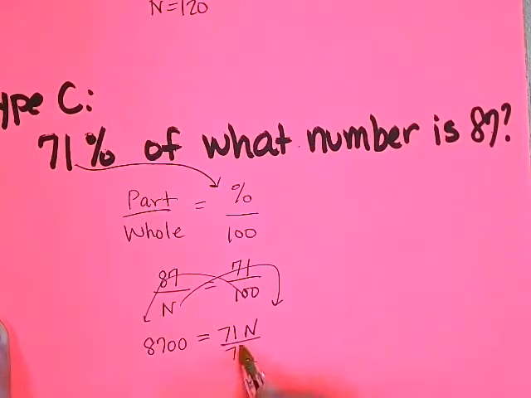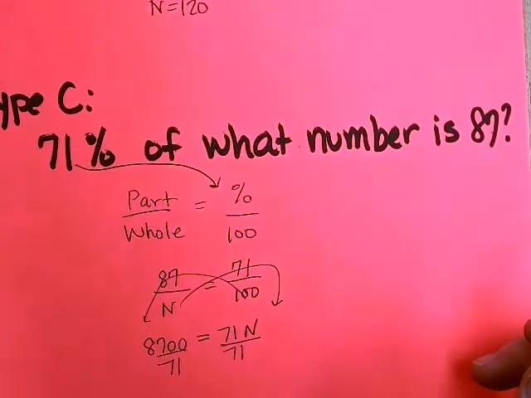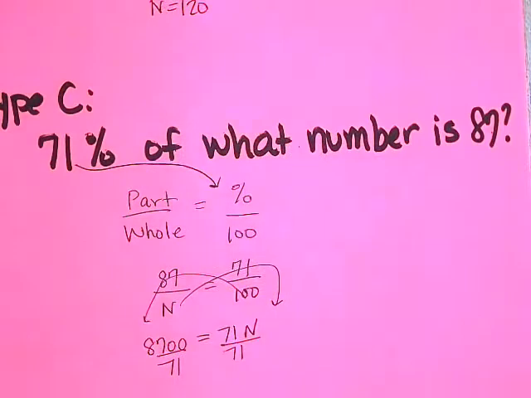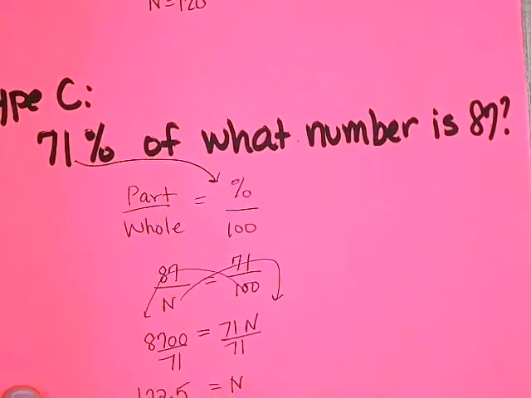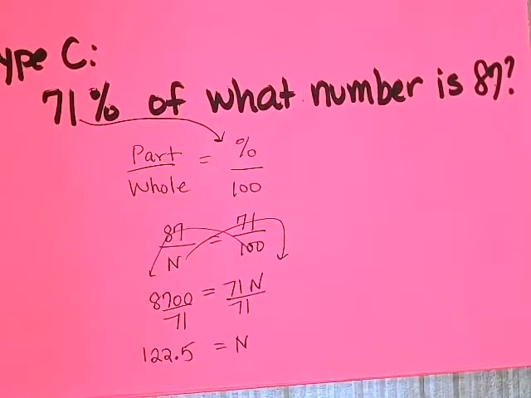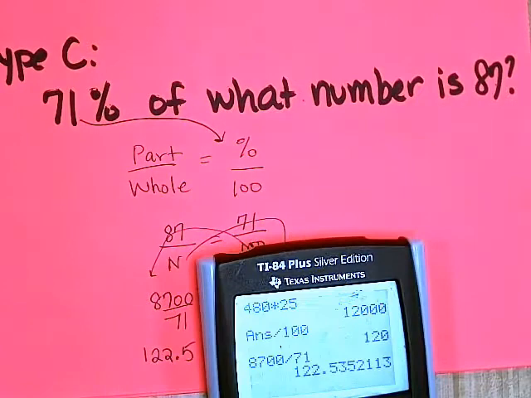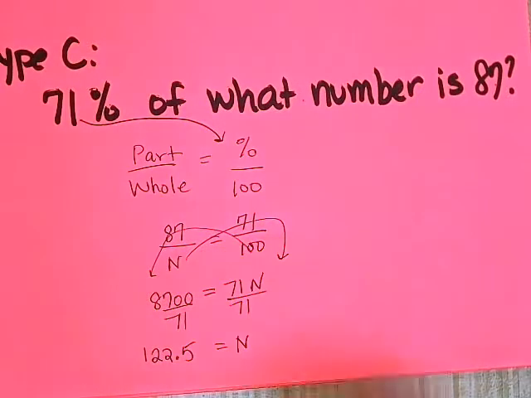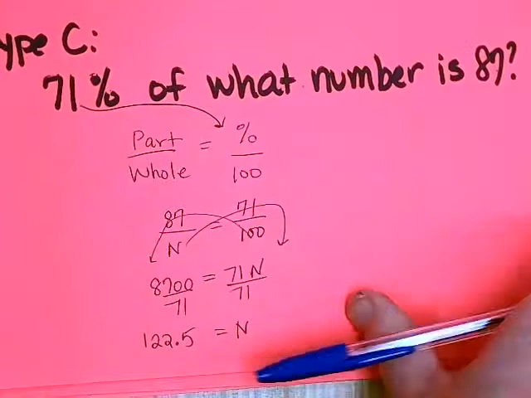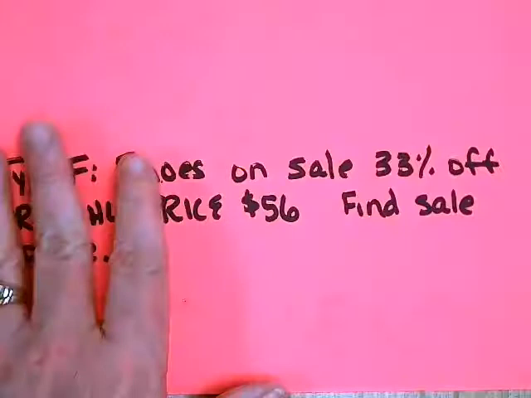Divide by 71. And my answer here is 122.5. I've rounded that to the nearest tenth. That's what I get on the calculator when I divide. So stop the video, do problem C, and then just turn the video right back on, and we'll start back with D.